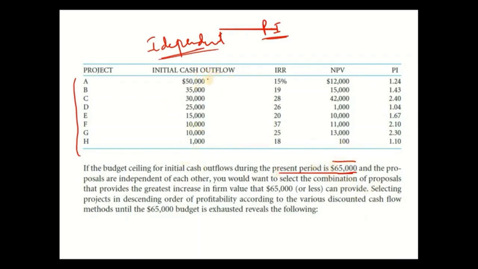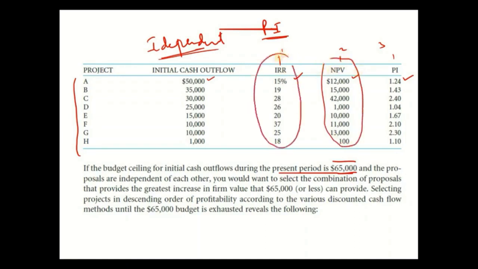If you choose project A, it will straight away cost you 50,000 and it will have this NPV, this profitability index, and this IRR. So these three different criteria are given: 1, 2, 3. If you choose the project based on NPV, what will happen? If you choose the project based on IRR, what will happen? And if you choose the project based on PI, then what will happen?